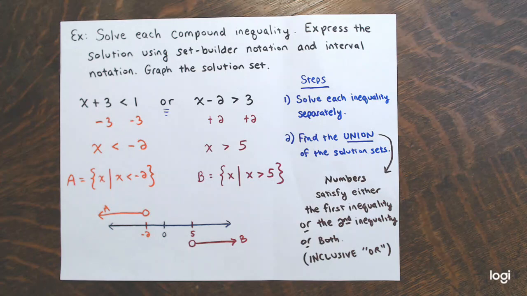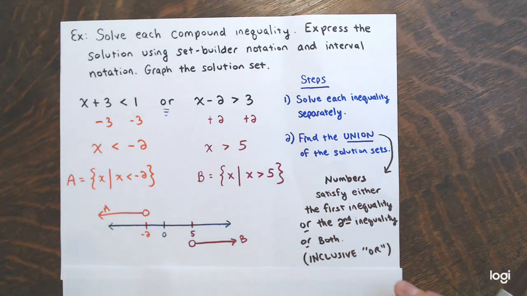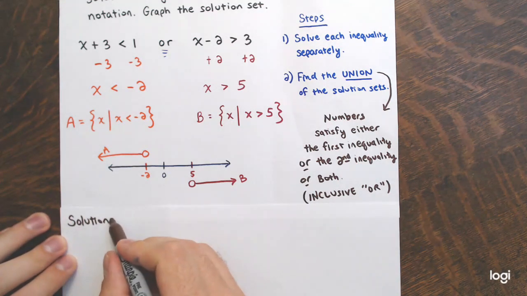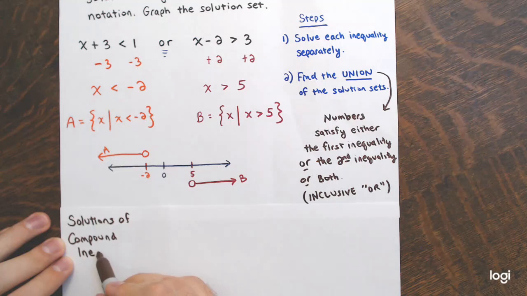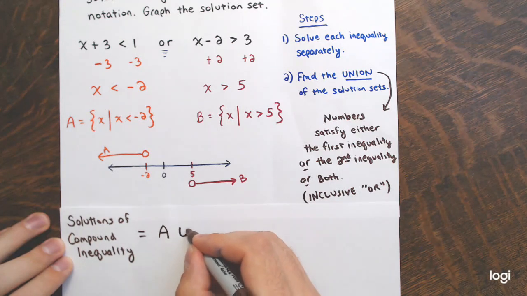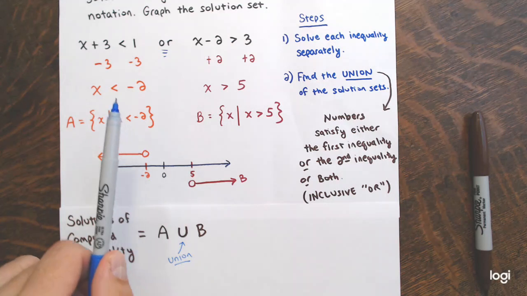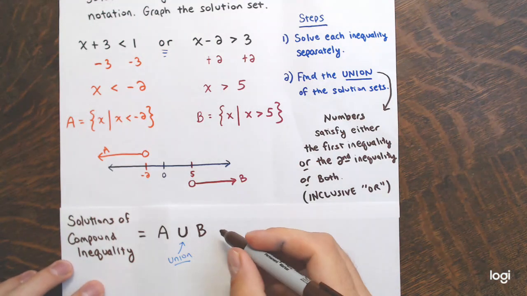And then the solutions of our compound inequality, the original whole statement, the whole thing with the word or there, the solutions of the compound inequality is going to be made up of the set A union B. As I've said, I've put up a video on this before, but this little union symbol means we're taking the union of the sets A and B. I called set A the solutions of this inequality, and set B the solutions of that second inequality. So what is this set?